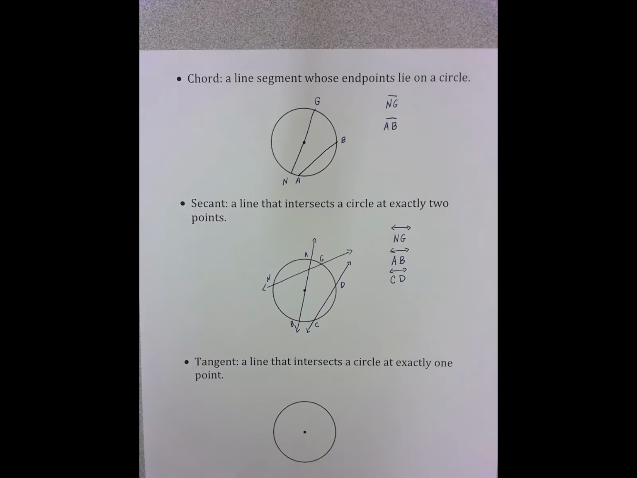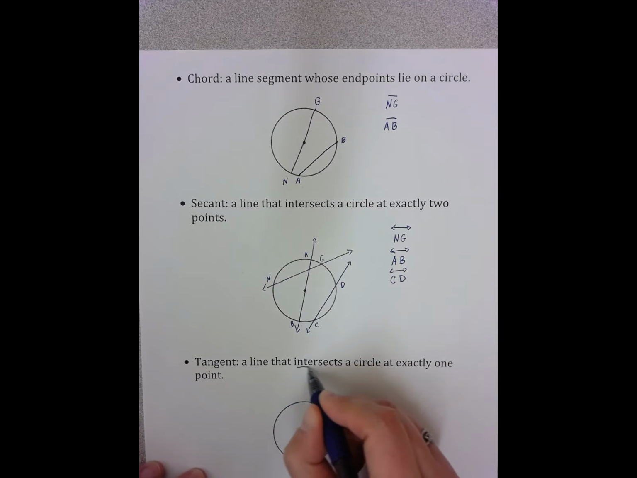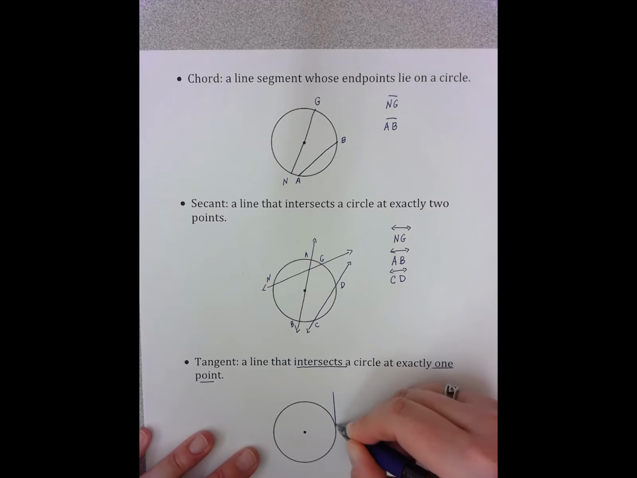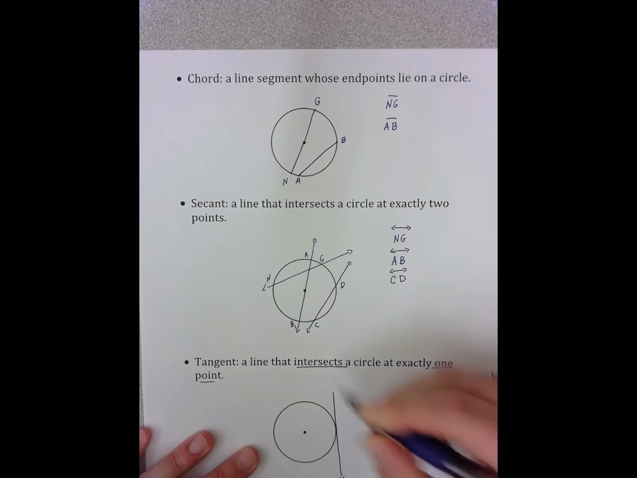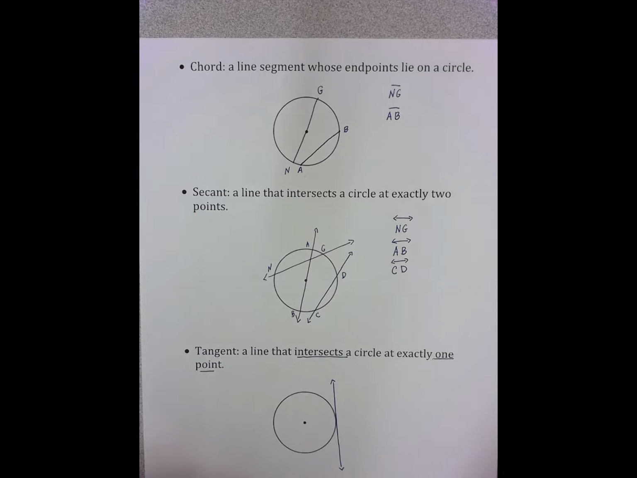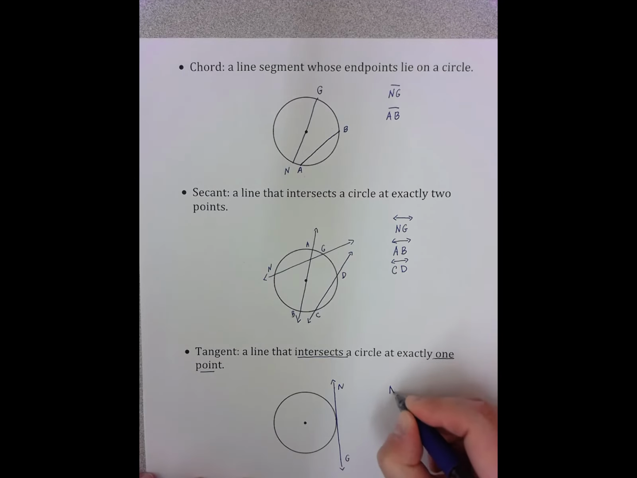Also connected to these other two definitions of chord and secant is the idea of tangent. A tangent is a line, just like secant, except that it only intersects the circle in 1 point. It's always a little tricky to draw this because we're human beings, and it's not going to be exactly picture perfect, but it hits the circle at exactly 1 point instead of 2 or 3. And again, when we name it, it's a line, so we use the line with the arrows at the end of it.